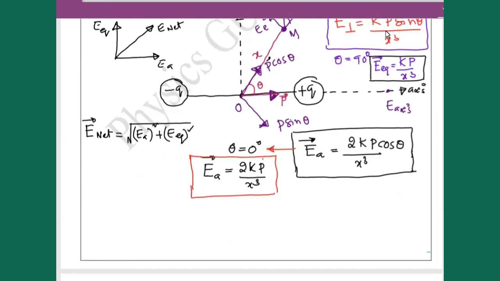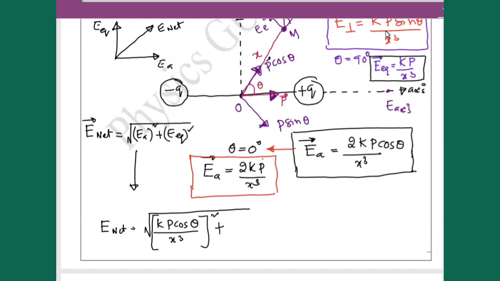So just I'll proceed with this one. E net is equal to, how to calculate E net? Now E net is equal to under root of E axial. What I got for E axial, I can substitute here. Otherwise I'll take this downwards. Now I would like to calculate here. So E net is equal to under root of E axial, which can be written as Kp cos theta by X cube, whole square.